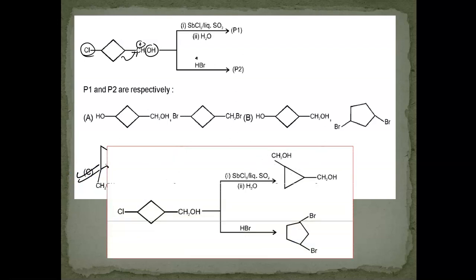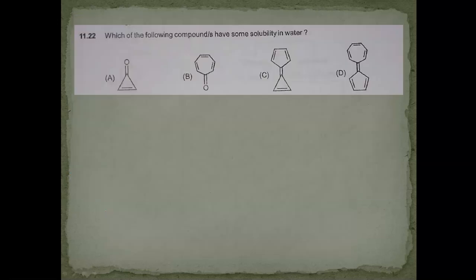Next, which of the following compounds have some solubility in water? Water is a polar solvent, so polar aromatic compounds will dissolve in water. In the first one, if we delocalize, if we do the polarization plus and minus, it becomes aromatic. So it's a polar aromatic. What about this? Again, plus minus, so it's aromatic.